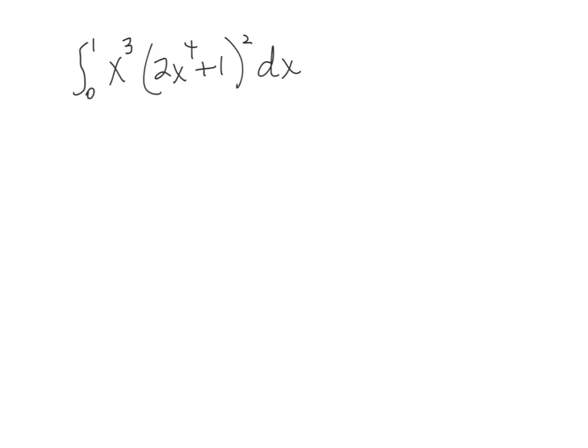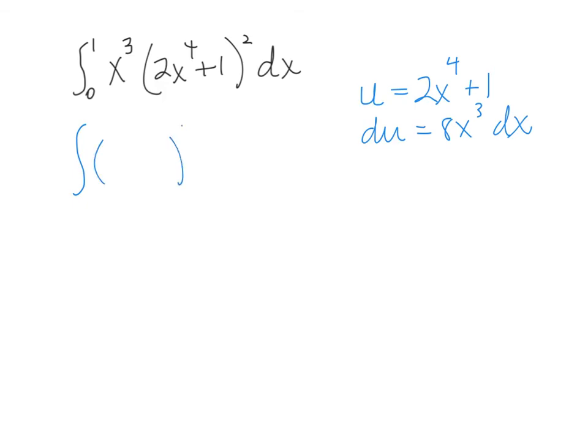Okay, so here's another example of a u substitution, a change of variables problem. We are going to set u equal to the part that's to the second power, 2x to the fourth plus 1. Du would be 8x to the third dx. If I rewrite this, and I'm going to write it as an indefinite, I would have something to the second power, x to the third dx. I'm going to add the 8, so that would give me a 1/8 out here.